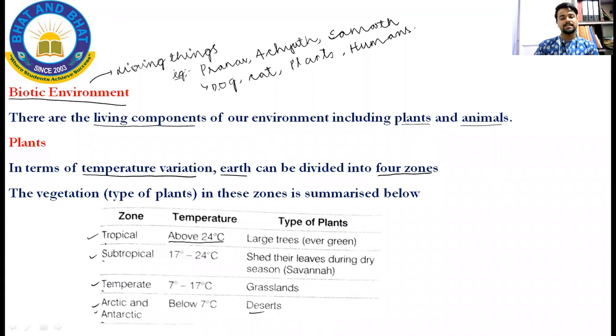See, tropical has the large trees, that's the evergreen. But here, in the Arctic and Antarctic, since the temperature is below 7 degrees Celsius, is it desert? No, it is not a desert. It is the snowlands. The ice areas or very cold areas come under the Arctic and Antarctic region. Next, savanna. Very good. I hope all your doubts are cleared now.